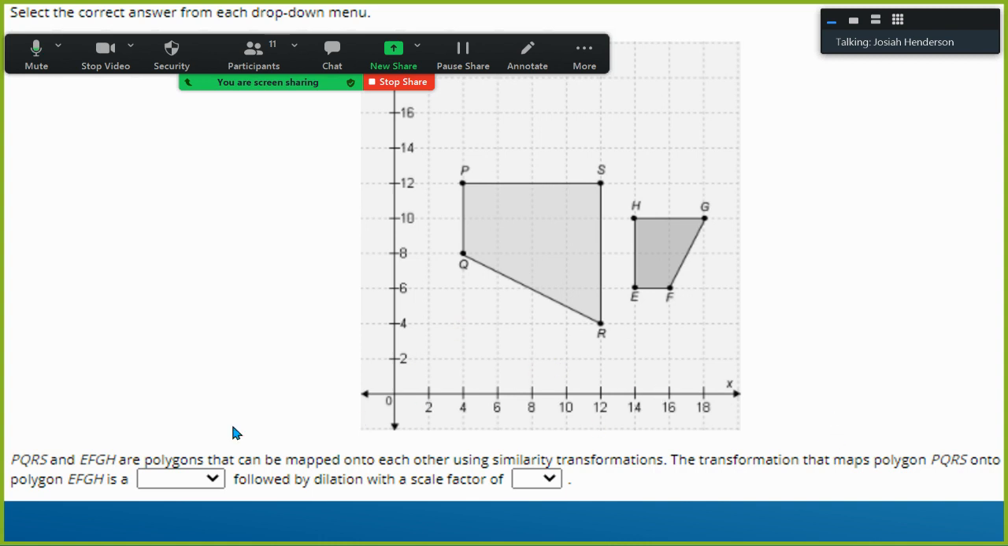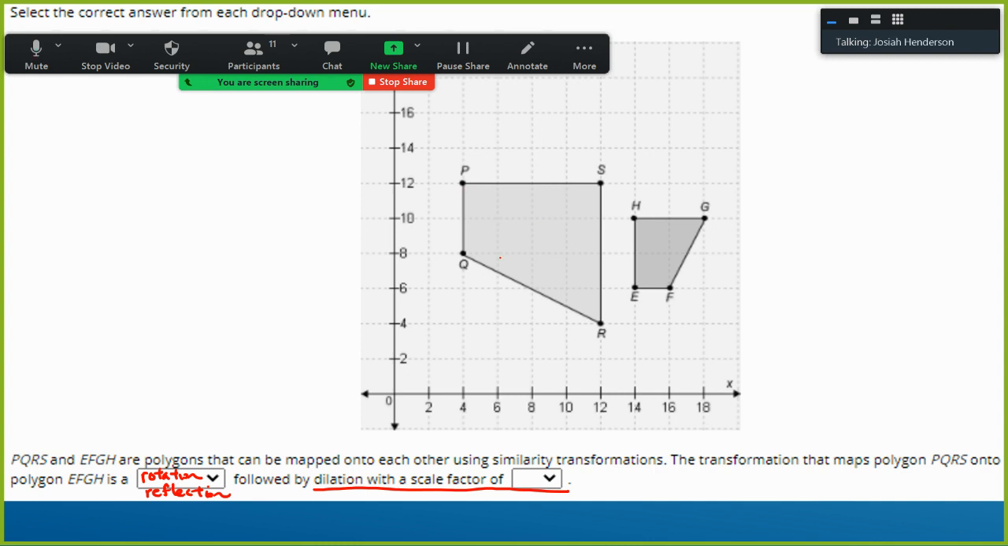It says we want the transformation that maps polygon PQRS onto EFGH. So that's the larger going to smaller. In the drop down here, our choices are rotation and reflection. And then we have to figure out the dilation with a scale factor of what? Of some number.